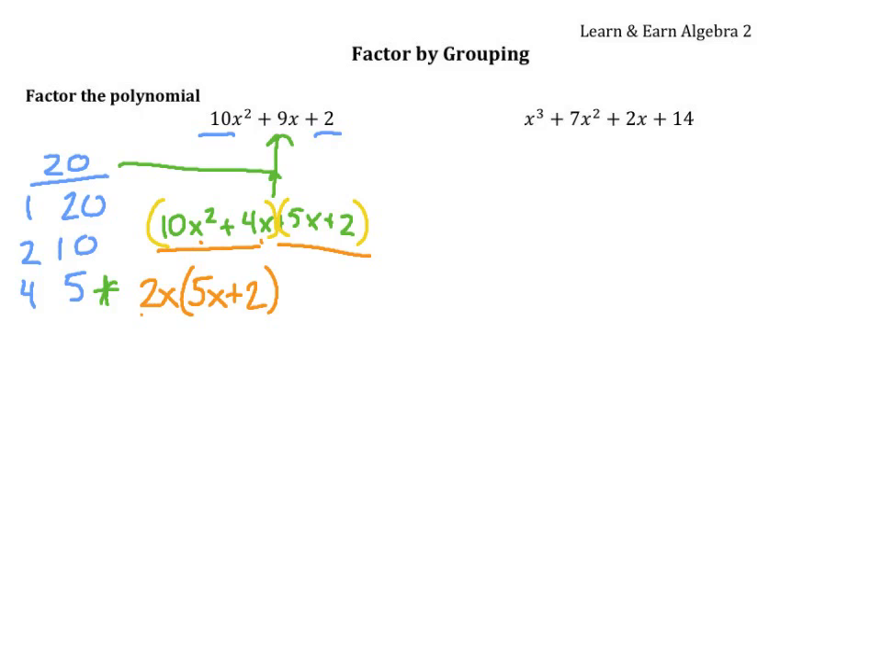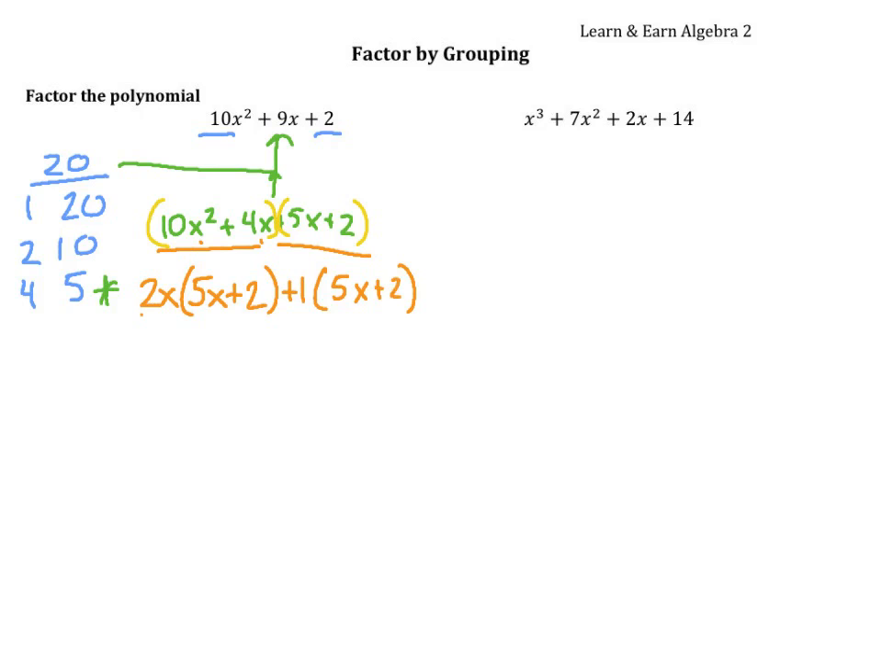Now let's talk about the second group. I have 5 and 2. Nothing combines together, so I'm just going to pull out a 1. Only the 5 has an x. The 2 doesn't, so I can't pull out an x. So I'm left with 5x plus 2.